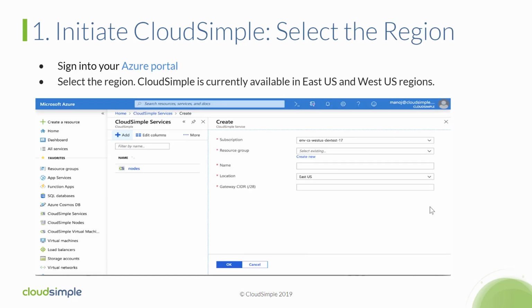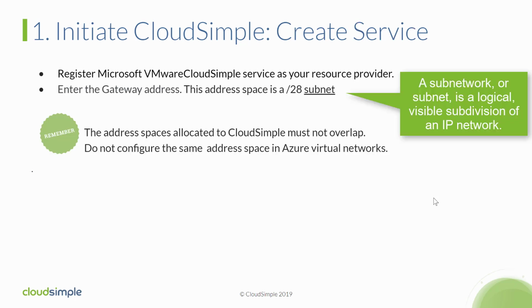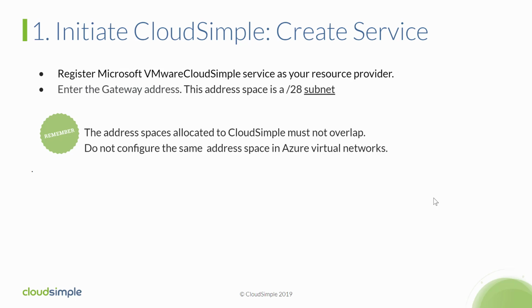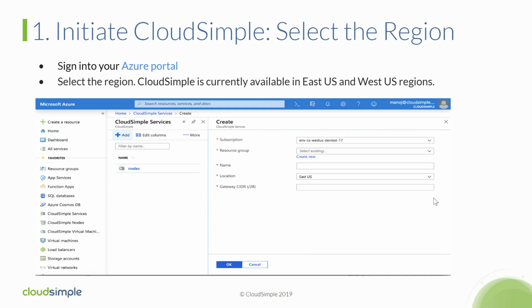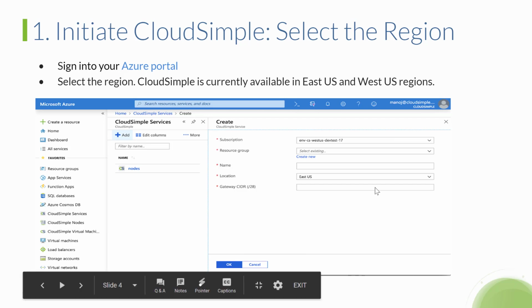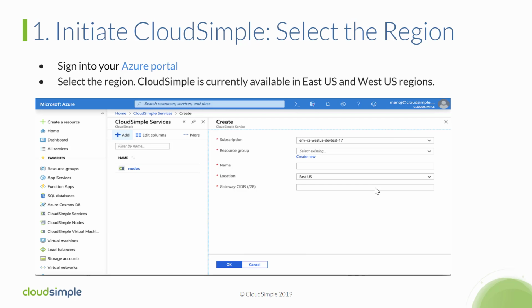Once CloudSimple is enabled, select the region. In general, administrators select the region that is closest to their users of the service. CloudSimple is currently available in East US and West US regions. Now register CloudSimple service as your resource provider. You will enter the gateway address here using the connectivity that will be established to CloudSimple.